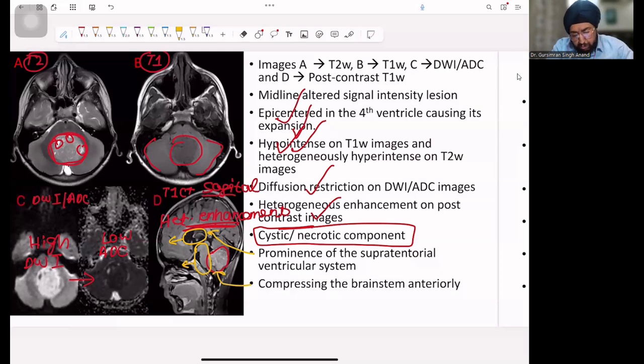Okay. So the clue or the most important finding is number one, it's a midline mass, first of all, very important. It's epicentered in the fourth ventricle, very important.